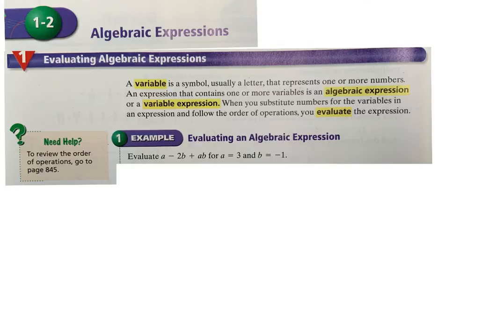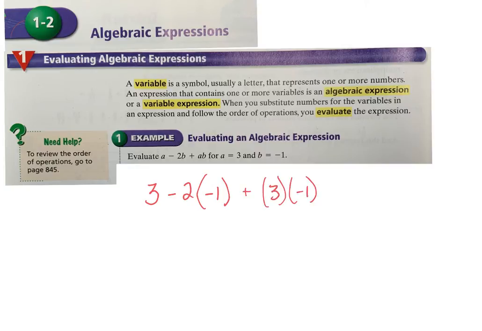So they've given us example 1. Evaluate a minus 2b plus ab for a equals 3 and b equals -1. They've given us an expression. They've given us what the variables are. We are literally just going to plug it in and solve. So a is 3, so instead of a, we're going to write a 3. Minus 2 times b. B is -1, so we're going to plug in a -1. Plus a times b, 3 times -1.